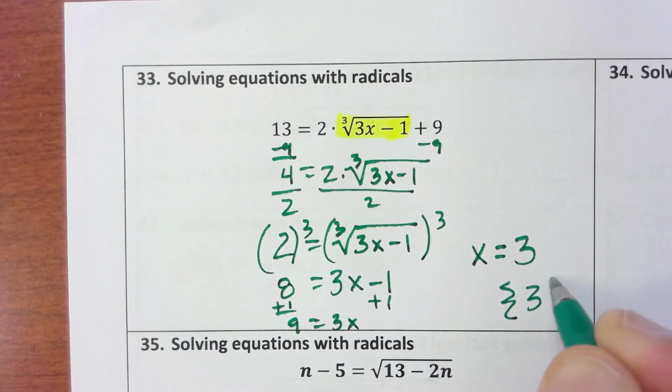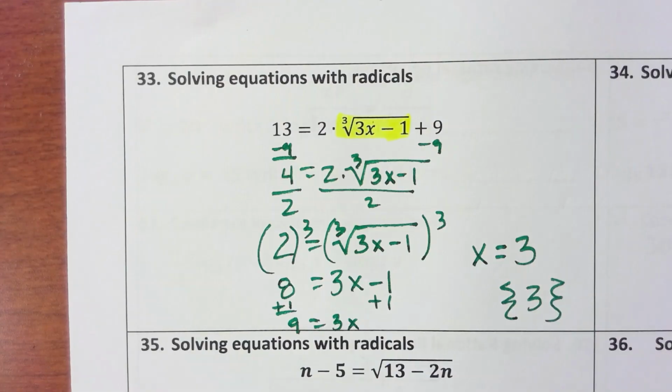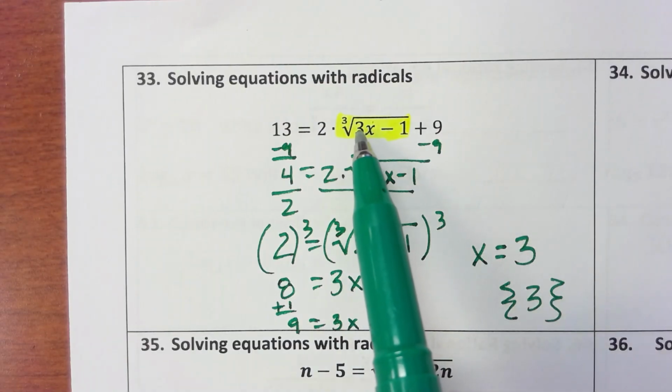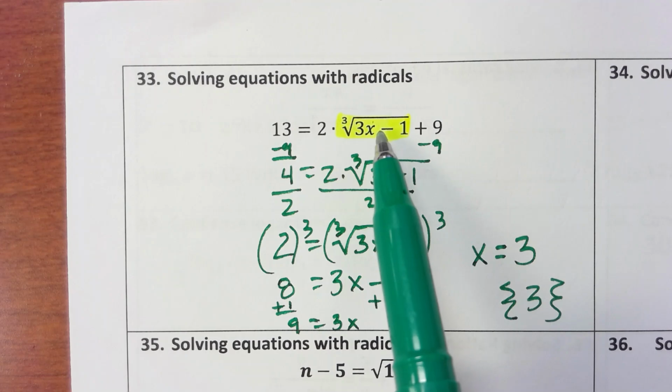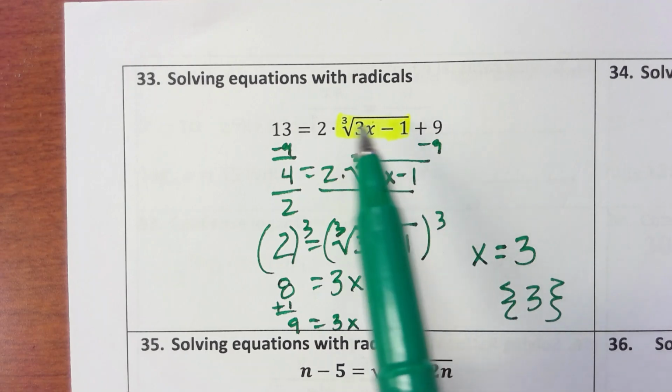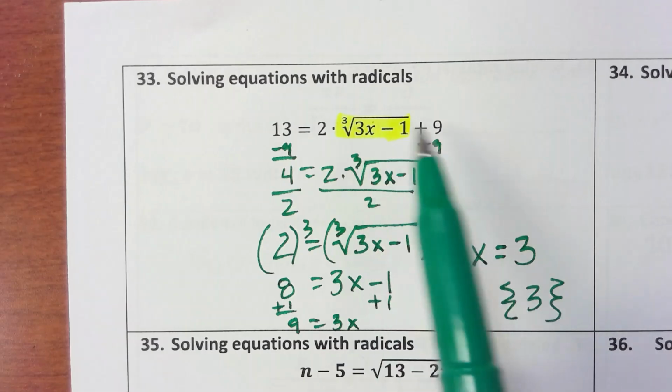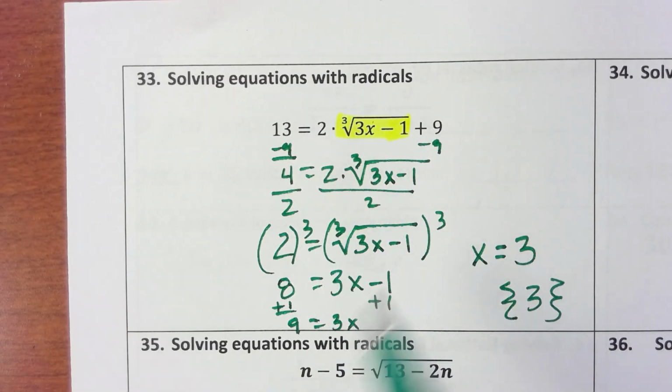And it's always a great idea to plug your solution in just to make sure that it works. Test it out. So if I put a 3 here, this is 9 minus 1, that's 8. Cube root of 8 is 2. 2 times 2 is 4, plus 9 is 13. You could write that out too, but I like to check my work a little bit.